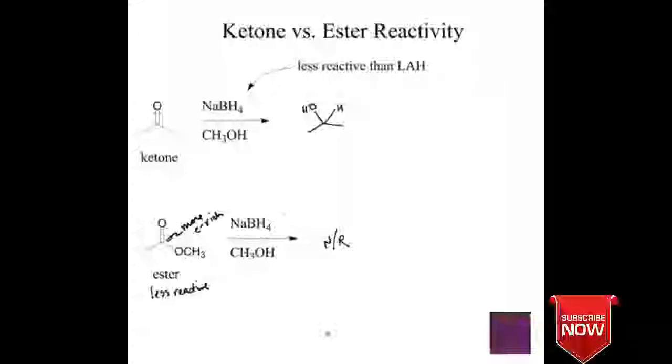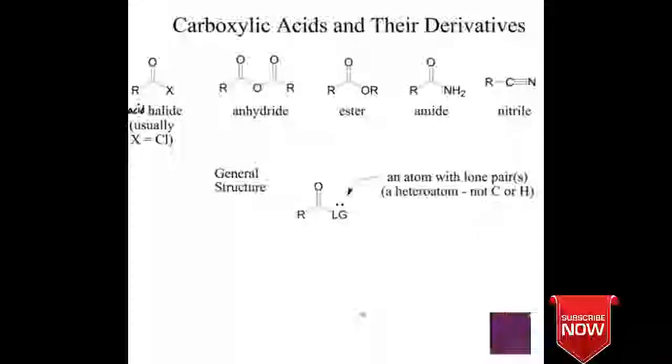So sodium borohydride, we say that NaBH4 is selective for aldehydes and ketones. It can reduce an aldehyde or ketone in the presence of an ester because the ester is less reactive. Now, in this lesson, we're going to be talking about carboxylic acids, but the next lesson, we're going to be talking about all the related functional groups called carboxylic acid derivatives, and let's introduce them at this point.